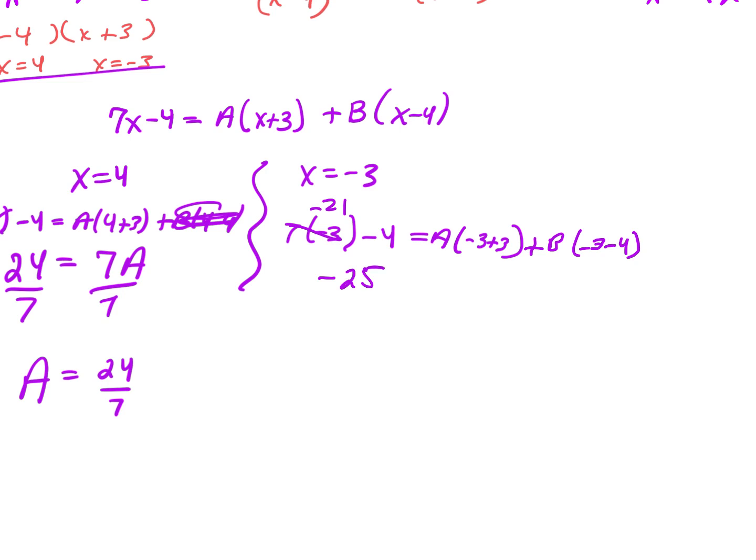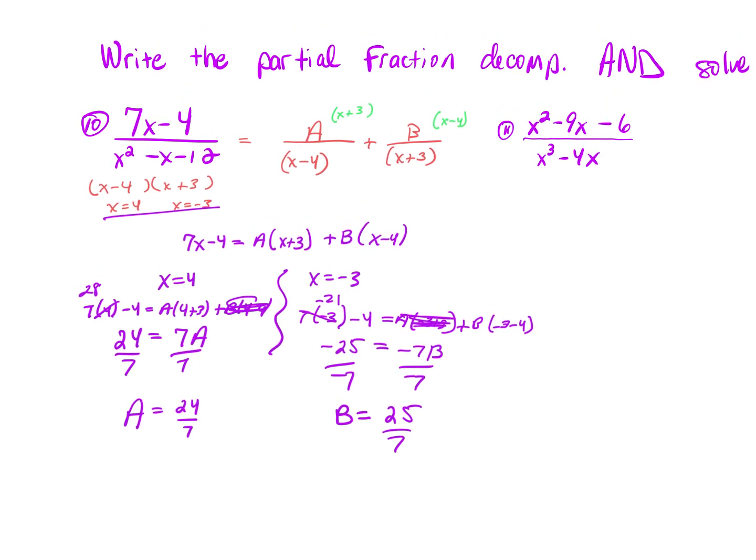Negative 25 equals, what happens with A? Cancels out, great. What's negative 3 and a negative 4? So I have negative 7B. Now what? Divide both sides, good, by negative 7. So B equals what? 25 over 7. Are we done with this problem?